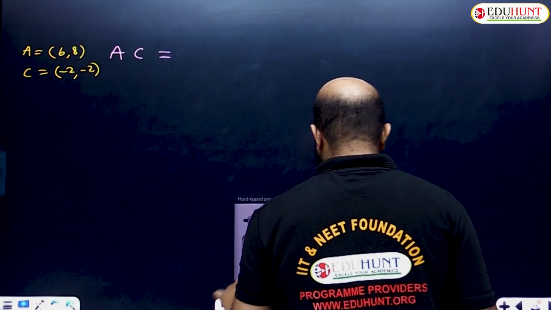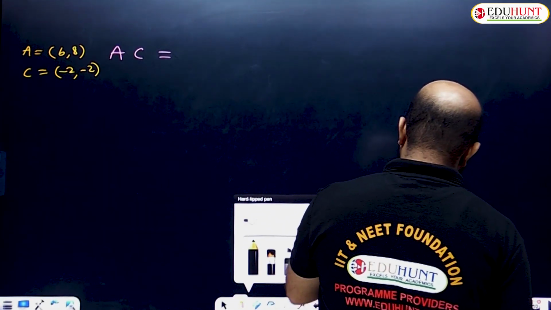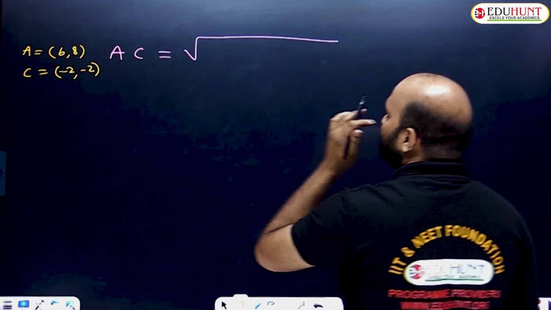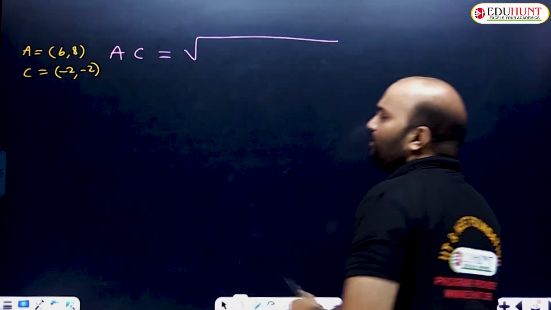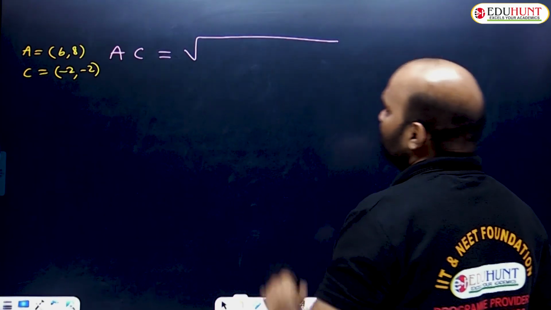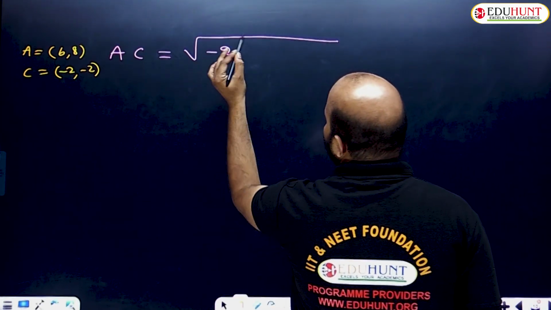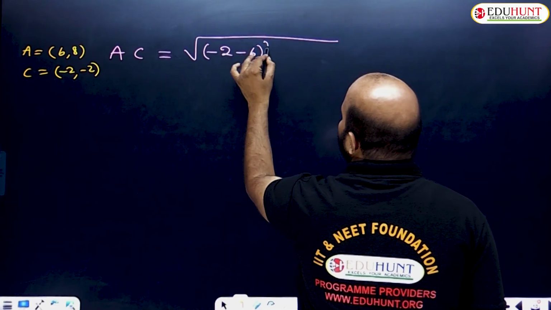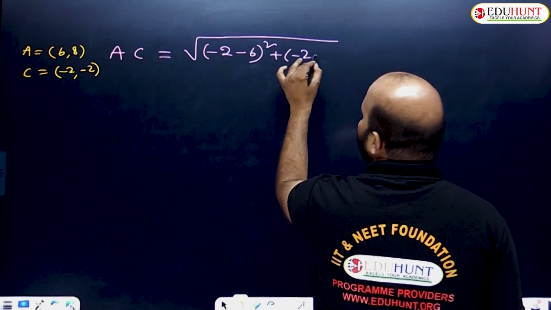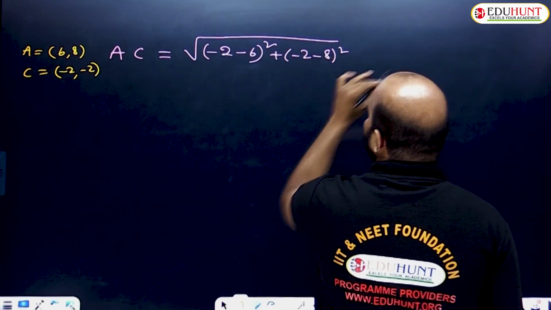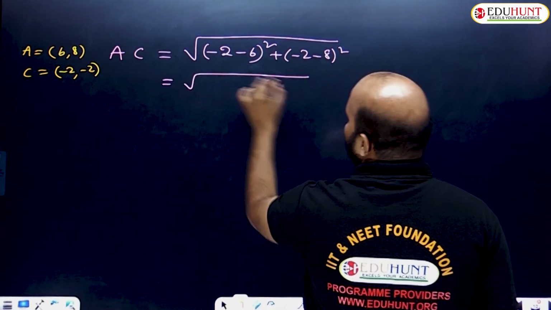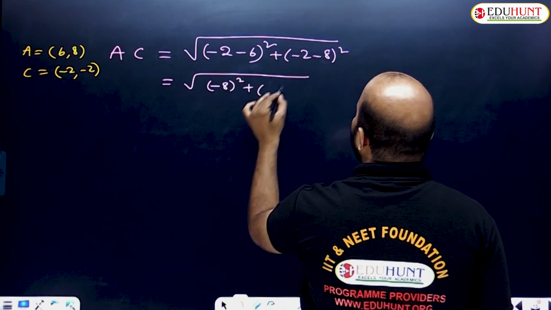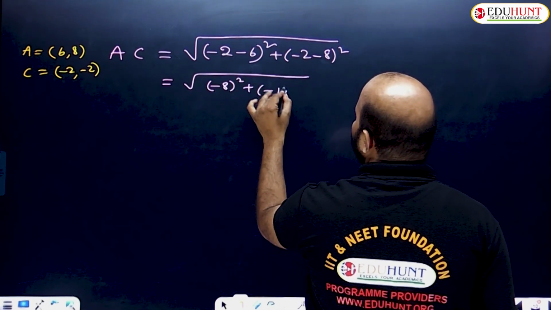So by using distance, what is the distance formula? Square root of x2 minus x1 whole square plus y2 minus y1 whole square. A coordinates x1, y1 taken, the C coordinates x2, y2. So x2 is minus 2, minus x1 6, whole square, plus y2 minus 2, minus y1 8, whole square. So it can be written square root of (minus 2 minus 6) whole square plus (minus 2 minus 8) minus 10 whole square.